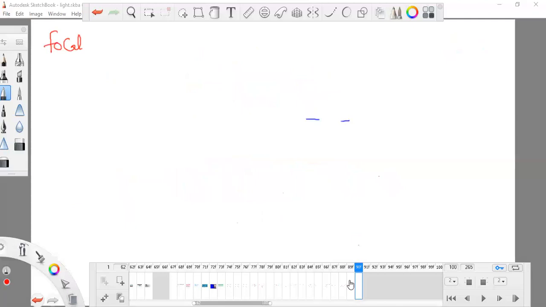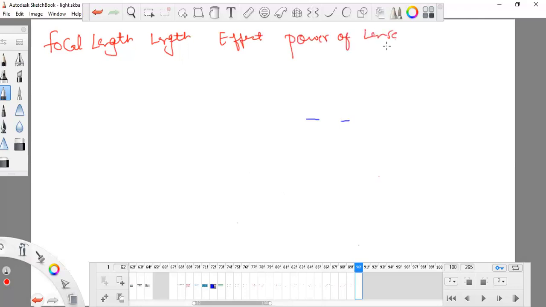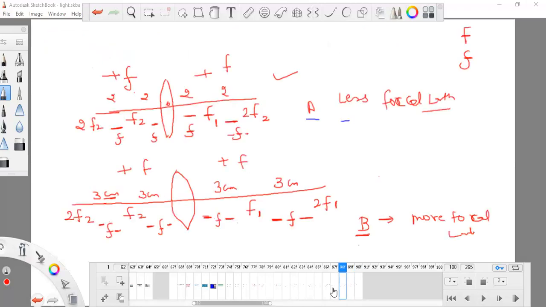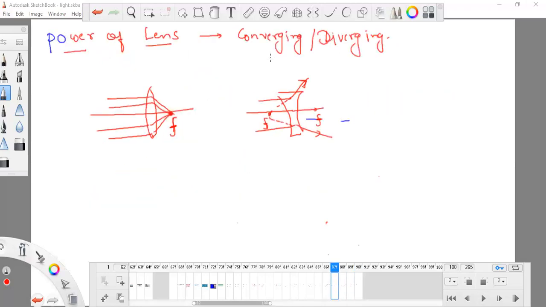Now focal length definitely affects the power of the lens. Remember what we studied earlier: the power of a lens is either converging or diverging. How much convergence and how much divergence.